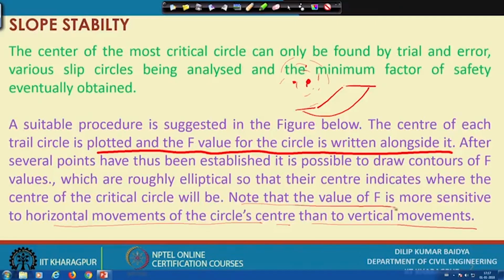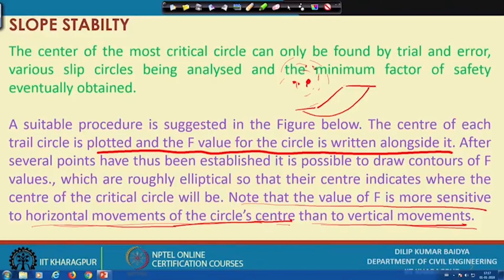Note that the value of F is more sensitive to horizontal movement of the circle's center than to vertical movement. So, a little horizontal movement will give more change than a vertical movement. That is why it is called sensitive. While doing this, you have to change a little on this side, but it can change more on this side. This is easy to say or explain, but it is not so easy to do.